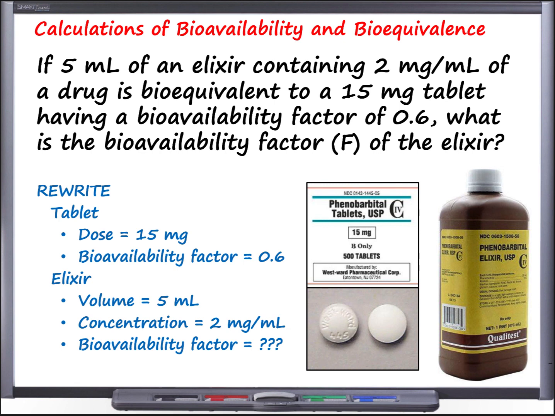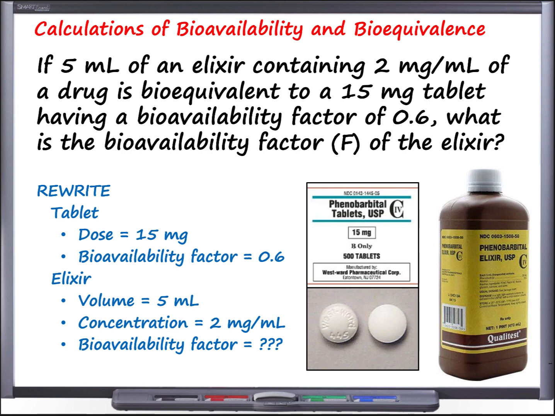All right. Now, the question tells us that that situation is the same as giving an elixir of phenobarbital, where we give a 5 milliliter dose of the elixir that has a concentration of 2 milligrams per milliliter. So the question is, can we solve for the bioavailability factor? What percent of the drug is absorbed when the drug is given as an elixir compared to the 60% we said when it's given as a tablet? So that's the question we're trying to solve.